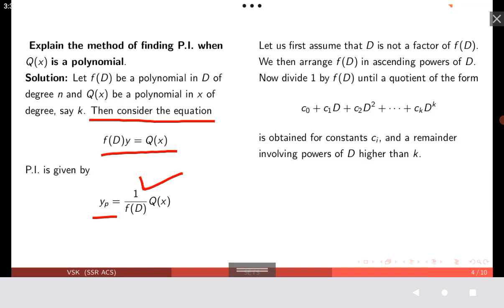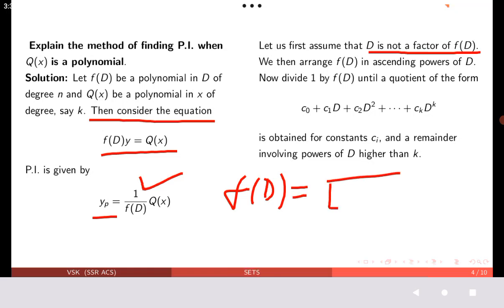Now let us first assume that D is not a factor of F(D). That is, there is no factor D in F(D). F(D) is a polynomial, so some expression will be there, but D is not separated in this expression. That is, this is not the case.